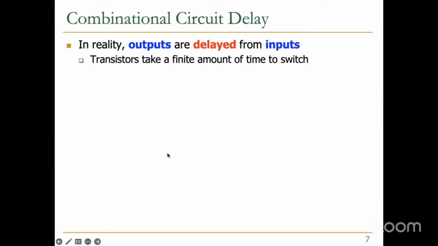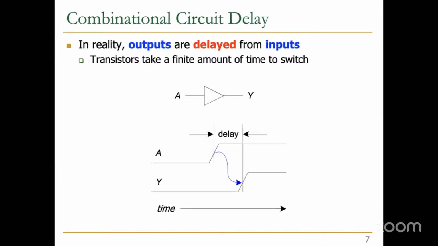Outputs are delayed from inputs because transistors take a finite amount of time to switch. For example, here we have a buffer gate. Be careful, this is not a NOT gate. The input A goes from 0 to 1. This is also not ideal, so it's not sharp. And the output takes some time to react. This is the delay that we have.